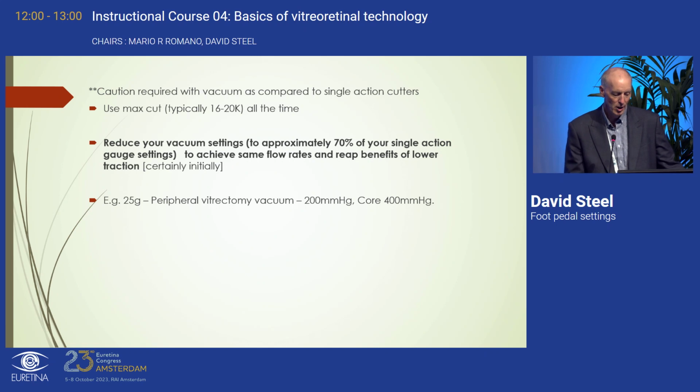So for example, on a 25 gauge with dual action cutters, you might want to use peripheral vitrectomy settings of a maximum 200 and a core of a maximum 400 if you want to achieve the same flow rates as you did with single action cutters. You might feel happy going to higher flow rates, but these were the settings if you're used to those flow rates on single action cutters.